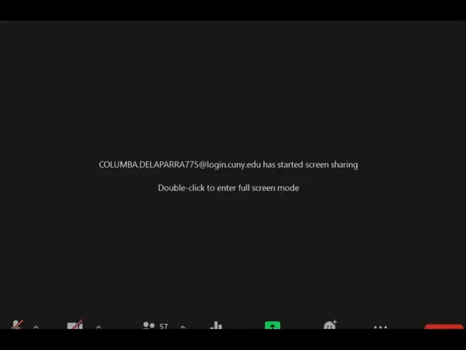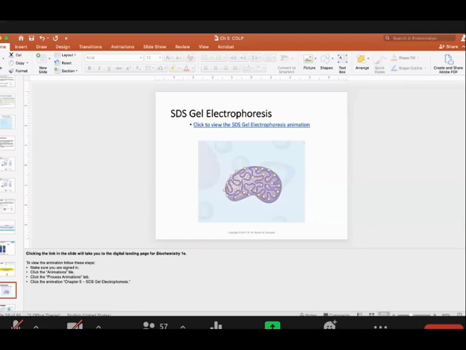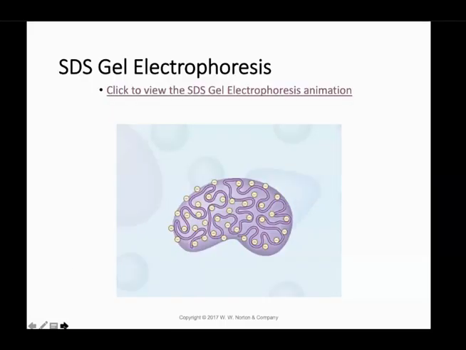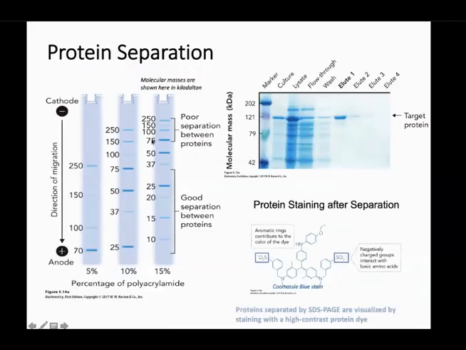Okay. So that's basically SDS gel, and this is what I mentioned in the video, right? So again, all the proteins are going to be negatively charged, therefore they're going to go to the positive side, and we're going to separate based on the size. Okay.